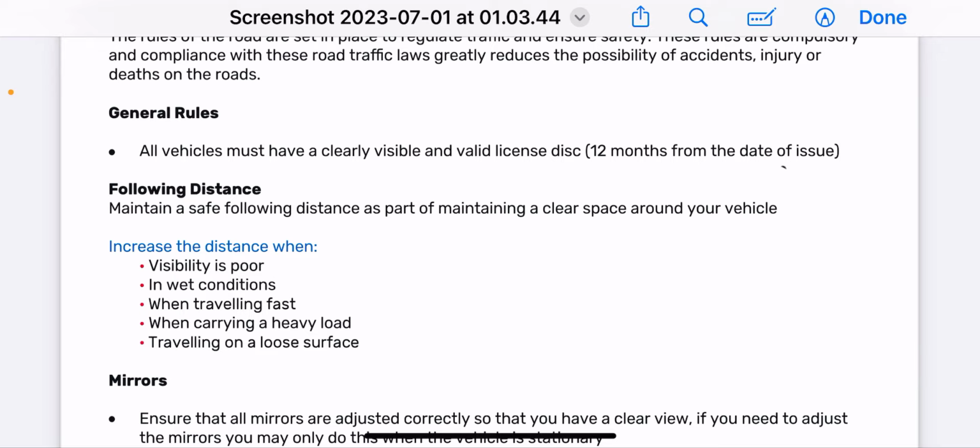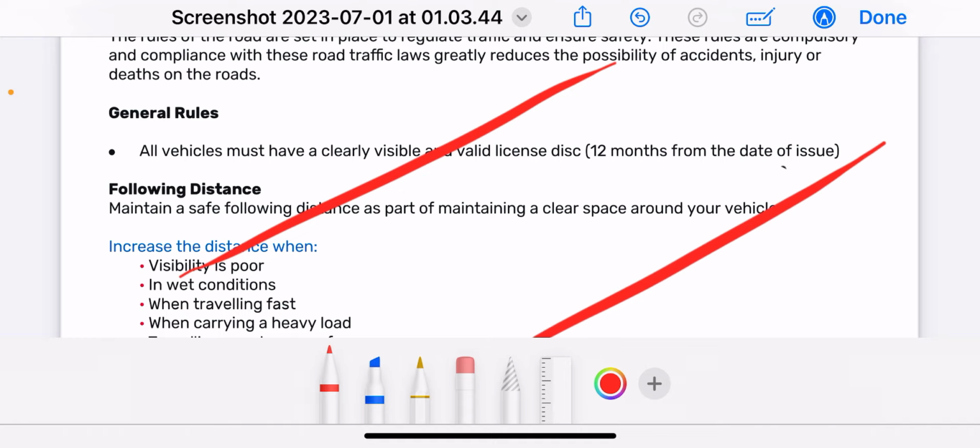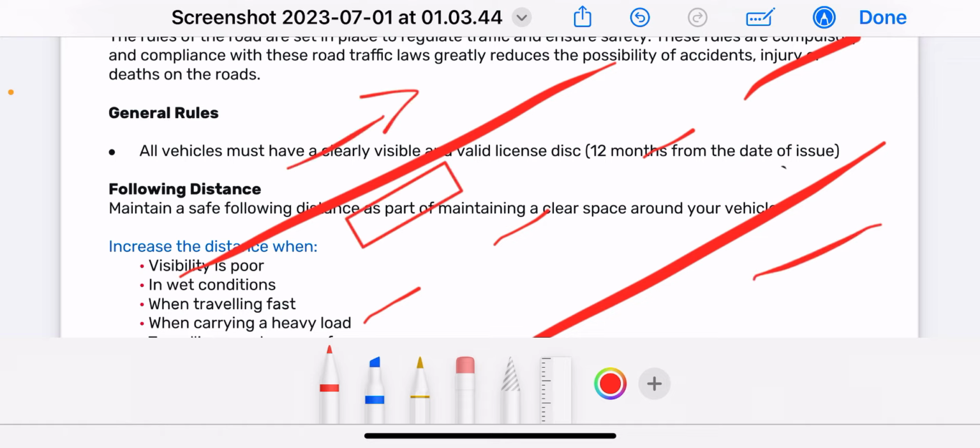We're starting on general rules. Before we start on general rules, you must know that the most important rule of the road in South Africa is that you keep left. So this is your road. It's divided like this. If you're going there, you keep left. Going this side, you also keep left. You travel on the left here and you travel on the left there.